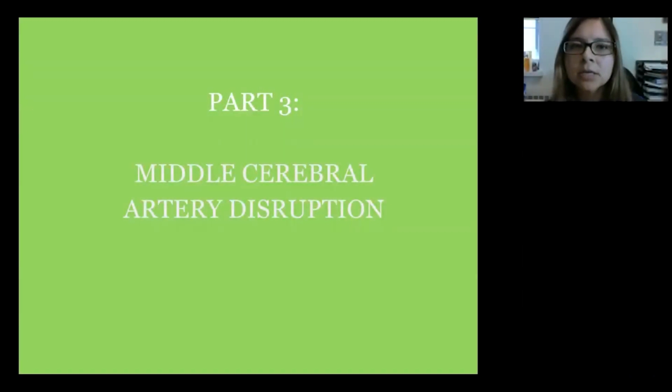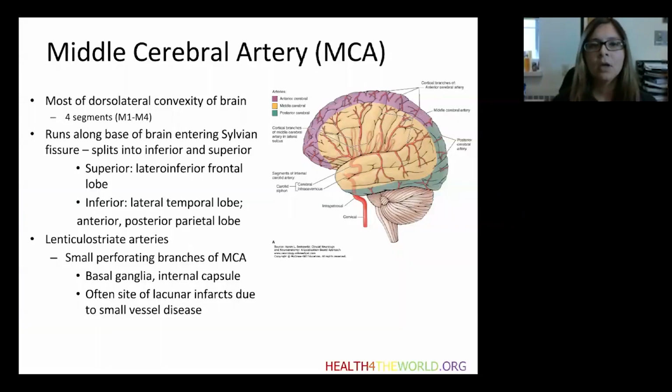In this section, we'll talk about the middle cerebral artery, as well as what happens when there's a disruption in this artery. So the middle cerebral artery, or the MCA, in the image on your right, is the beige or tan area on the brain. You can see that the MCA really provides blood supply to the majority of the dorsolateral convexity of the brain. Like the ACA, the MCA has several branches and segments, which we won't talk about each one in depth. However, we will talk about the overall effects of stroke within the major areas of the MCA.